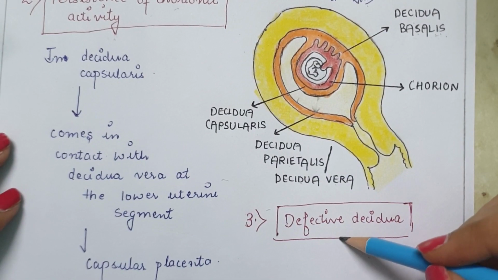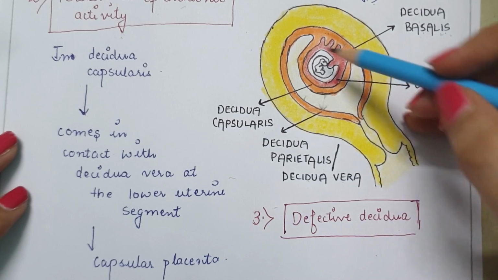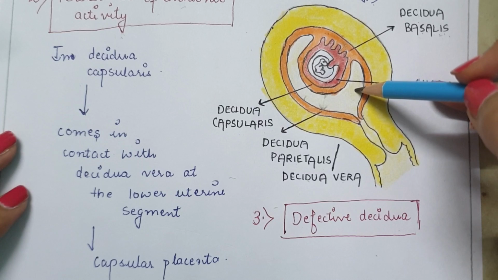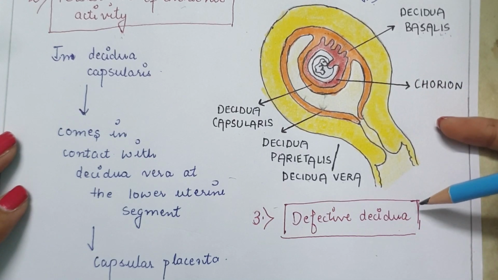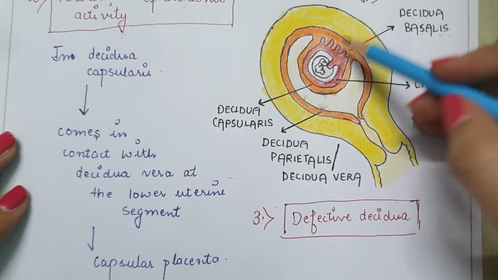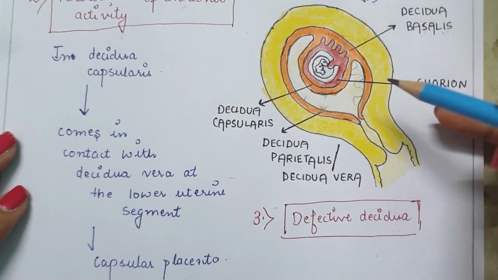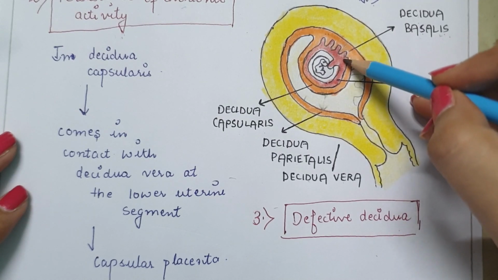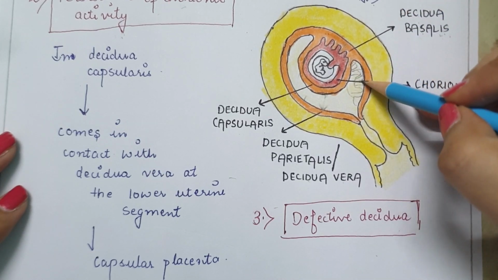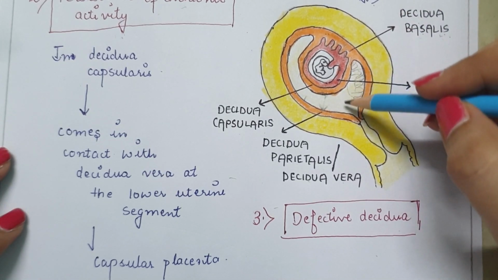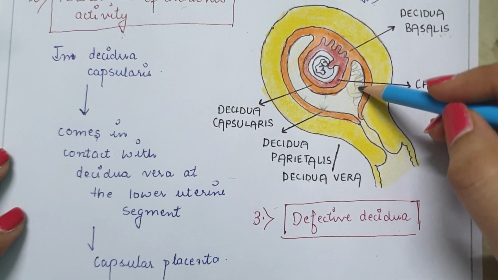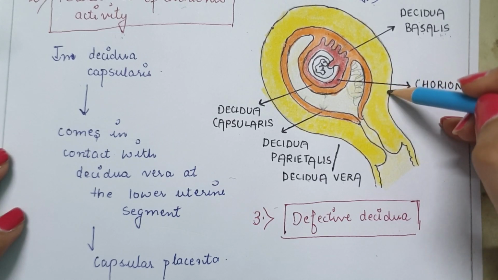Next theory is defective decidua. If the decidua is not properly formed, if it is unable to provide the proper nourishment, in that case, to get the proper nourishment for the baby, these chorionic villi are spreading on the wider area like this. So when it spreads over the wider area, then it not only becomes thin but also implanted over the lower uterine segment.